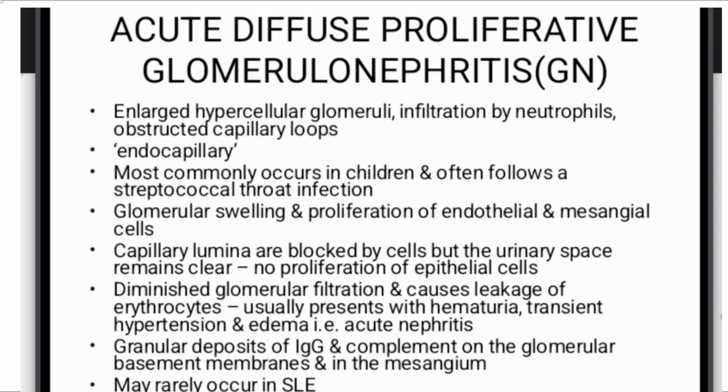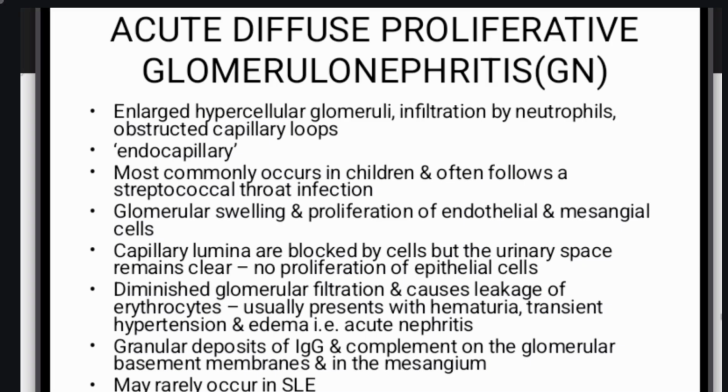It may also rarely occur in what we call SLE, systemic lupus erythematosus. It's a kind of autoimmune disease. As we talk about autoimmune disease, basically the body forms antibodies against its own tissues or its own cells. So it occurs sometimes in a patient with systemic lupus erythematosus, and that in itself may lead to acute diffuse proliferative glomerulonephritis.